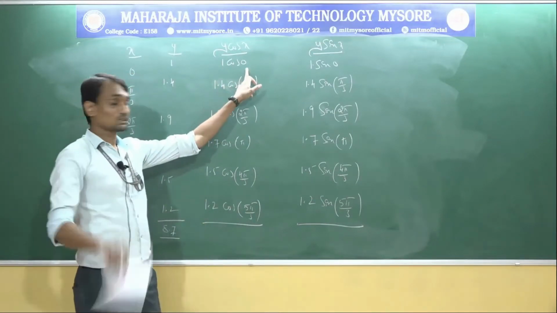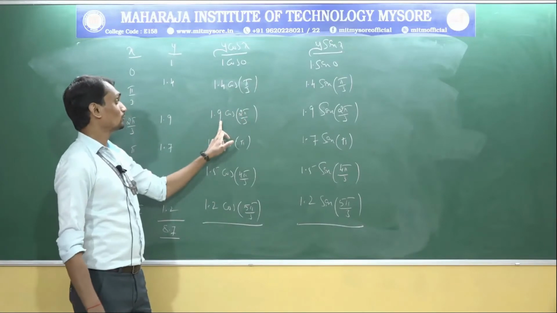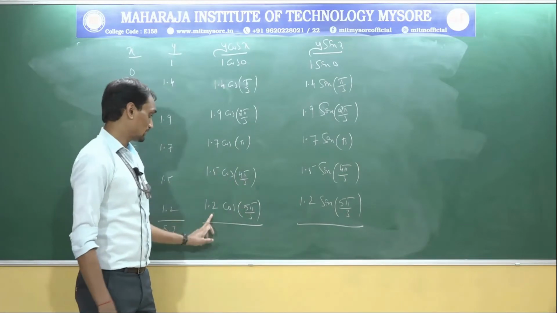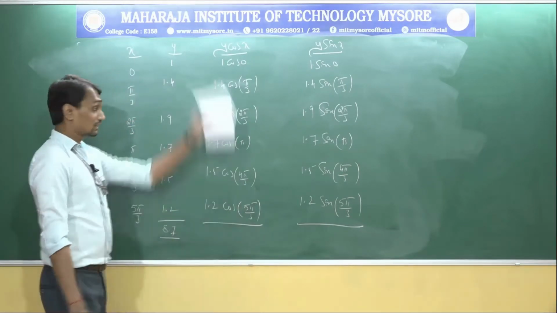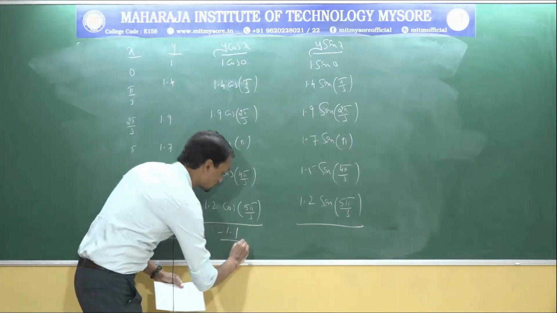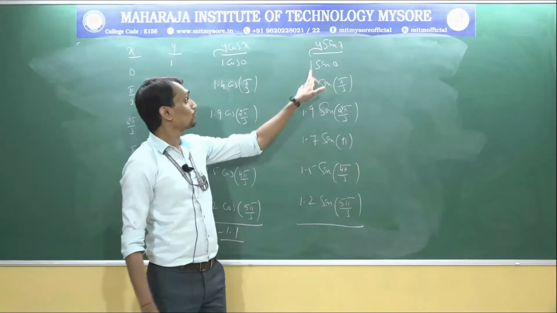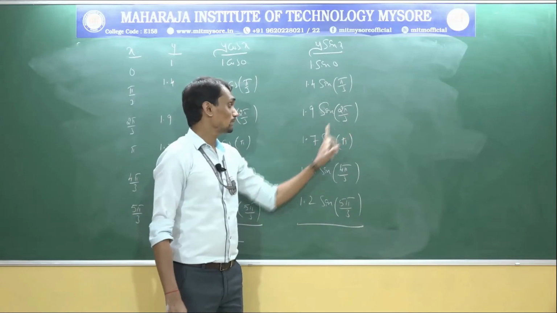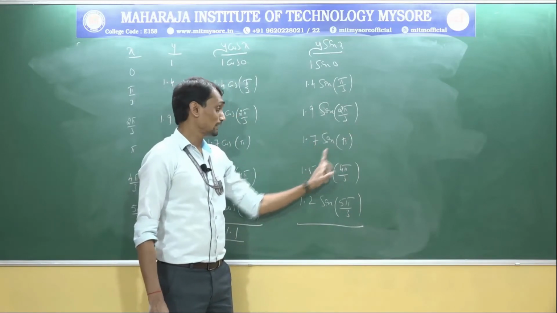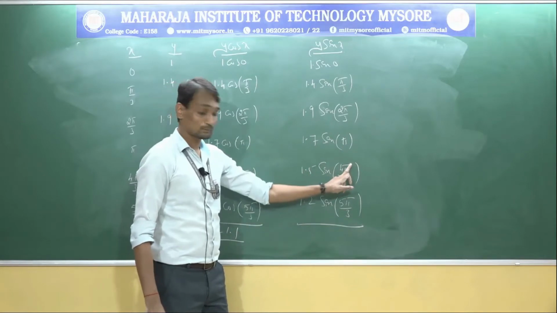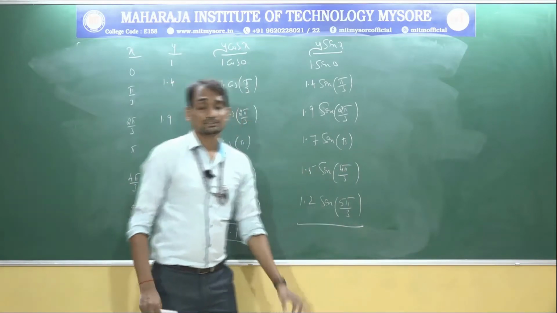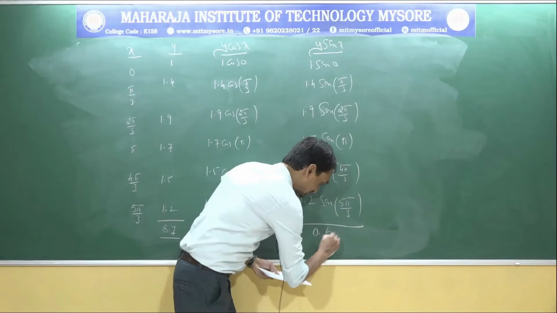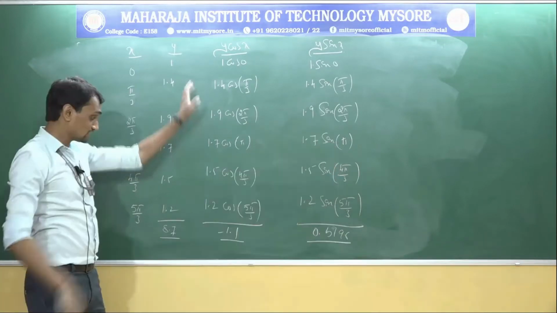That is 1 into cos 0 plus 1.4 into cos pi by 3, 1.9 into cos 2 pi by 3 plus 1.7 into cos pi, 1.5 into cos 4 pi by 3, 1.2 into cos 5 pi by 3. After adding all the values, you get minus 1.1. Similarly, 1 into sin 0 plus 1.4 into sin pi by 3 plus 1.9 into sin 2 pi by 3 plus 1.7 into sin pi plus 1.5 into sin 4 pi by 3, 1.2 into sin 5 pi by 3, directly in calc. Then add all the values. You will get 0.5196.